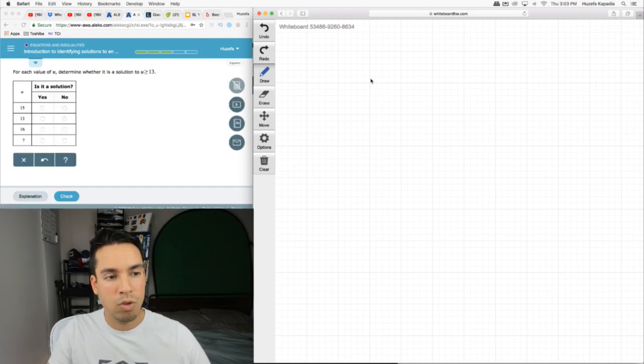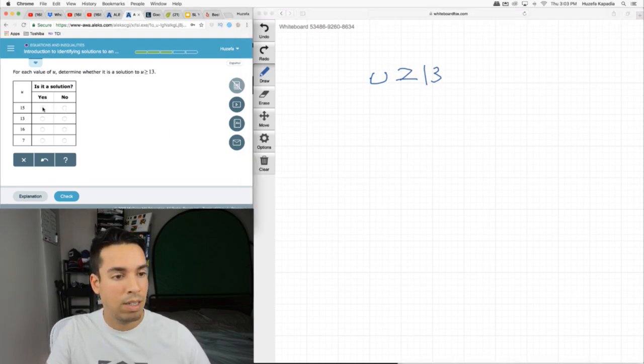Okay, last problem. U is greater than or equal to 13. So once again, u can be anything bigger than 13, and it can also be 13. 15, yes, because it's bigger than 13. 13, yes, that's all right. 16 is larger, that's okay. 7, no, that's smaller, that doesn't work.